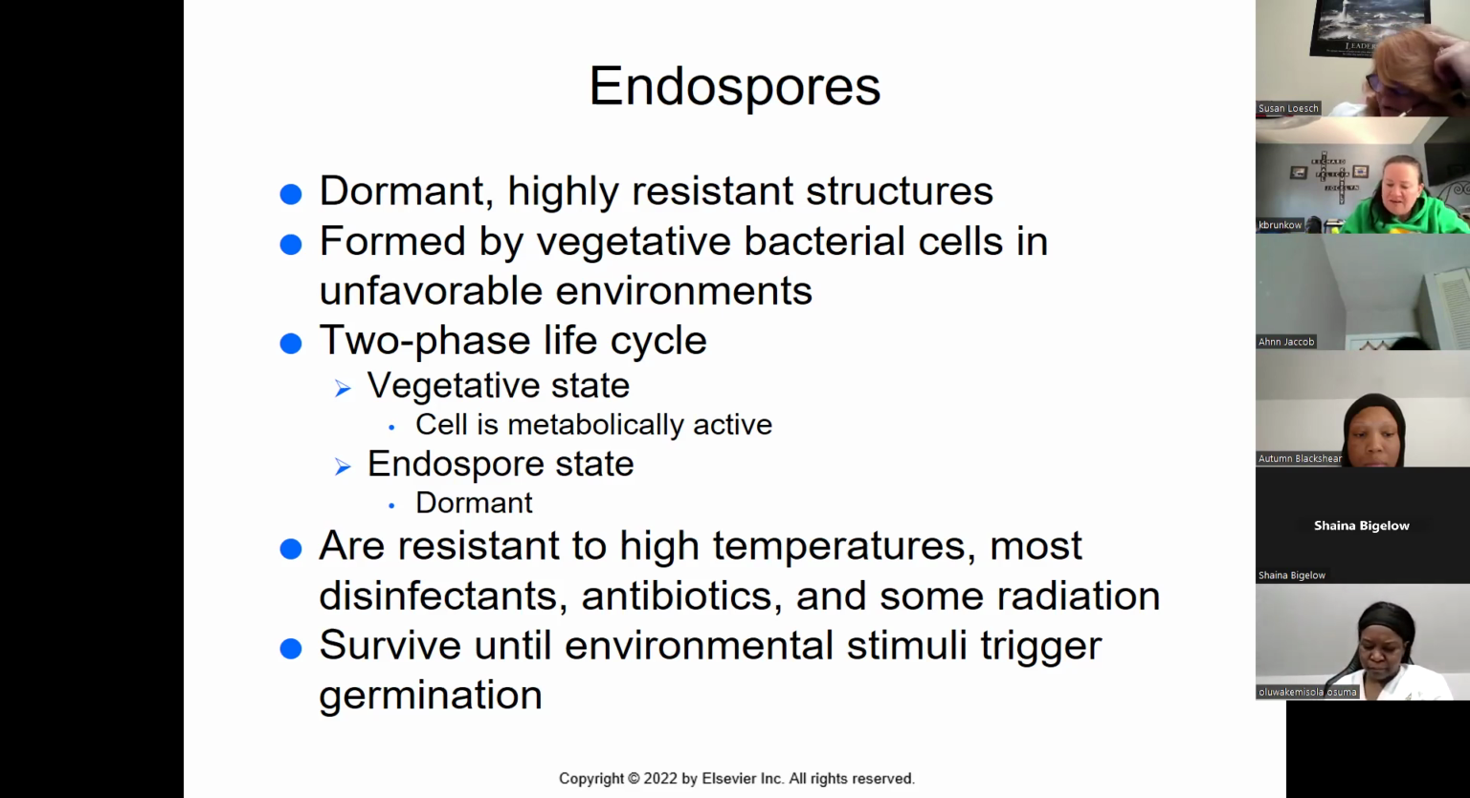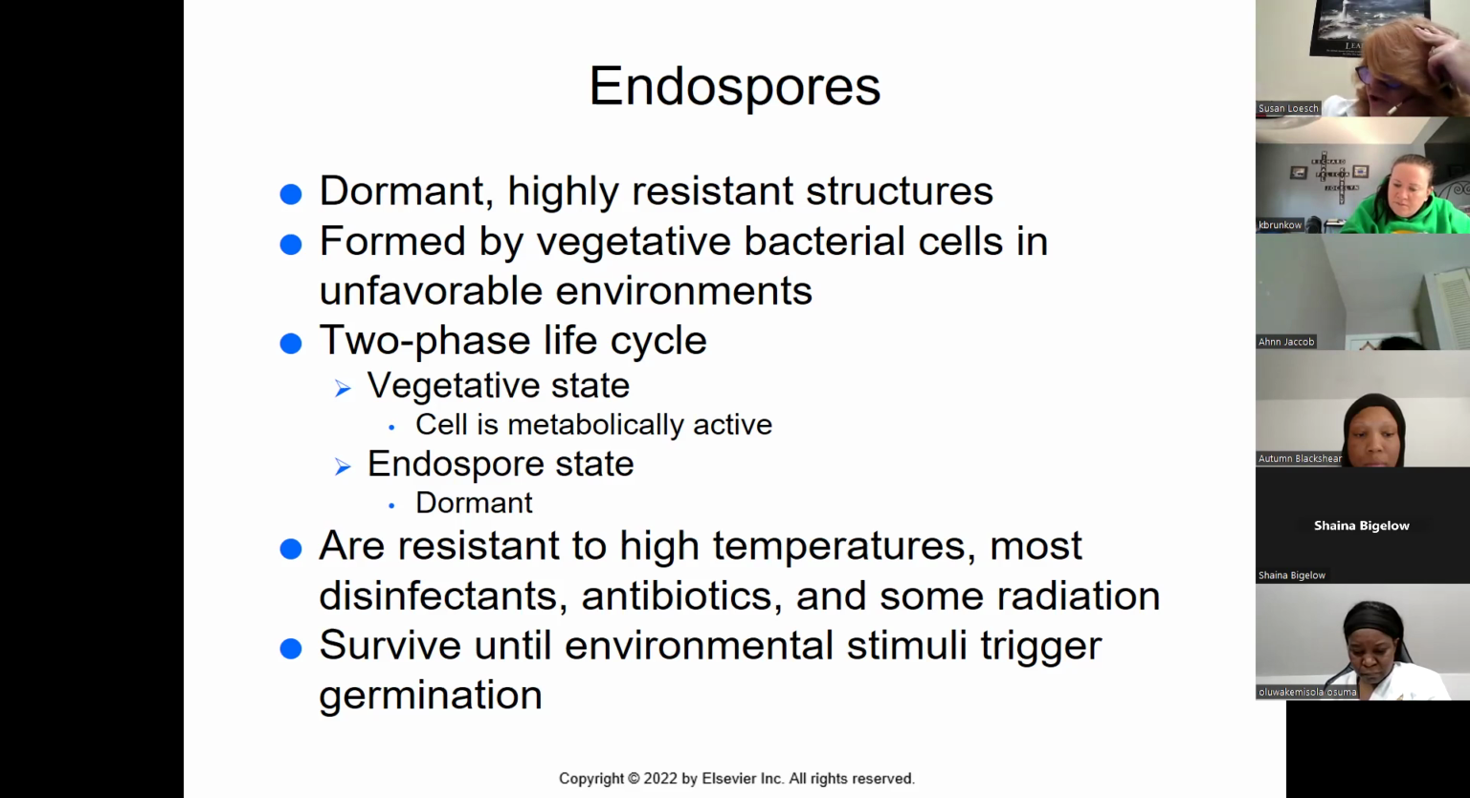So some examples are going to be Bacillus, Clostridium, Sporolactobacillus, Oscillospira, and Thermoactinomyces. These are some of the ones that can make the endospores.